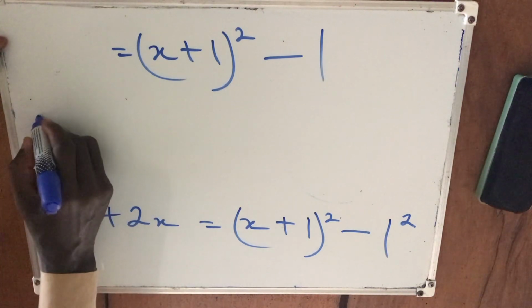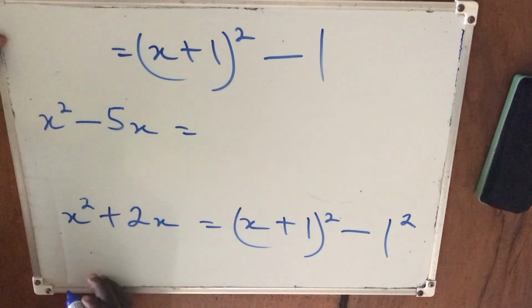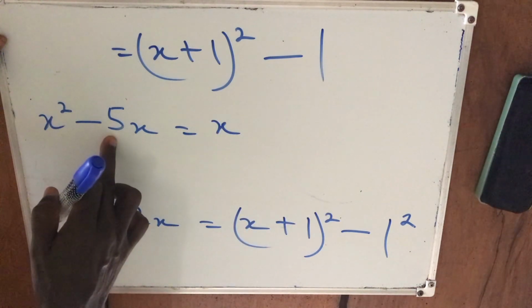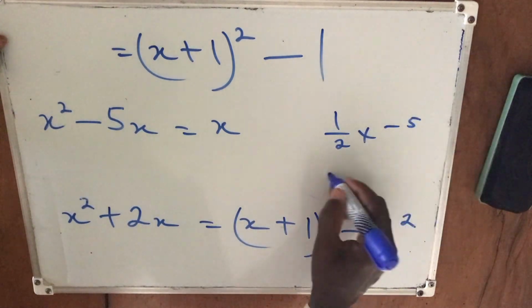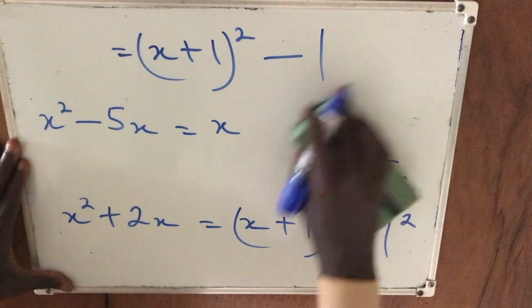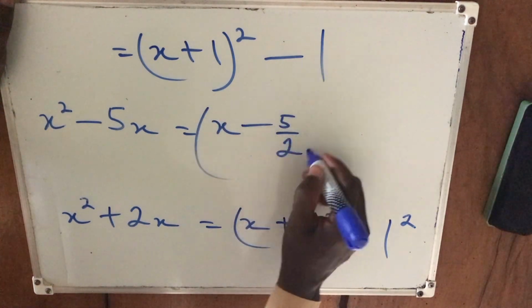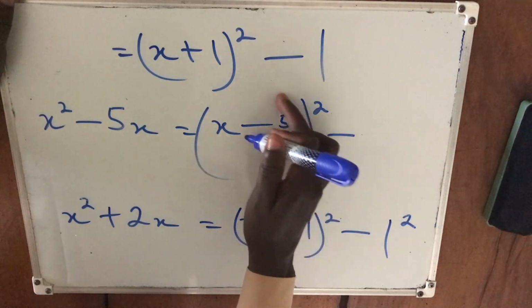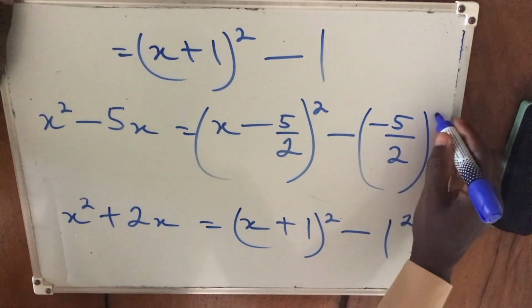Now let's take another. Write x squared minus 5x in complete form. That's going to be x. Now the coefficient of x is minus 5, and half of that, which means 1 over 2 times minus 5, is equal to minus 5 over 2. Half the coefficient of x is minus 5 over 2. So I'm going to write x minus 5 over 2 all square minus the square of that half the coefficient of x, which is minus the square of minus 5 over 2.